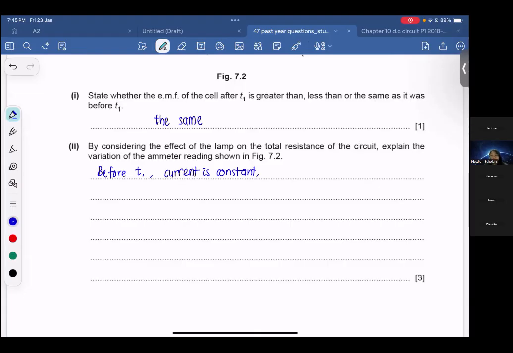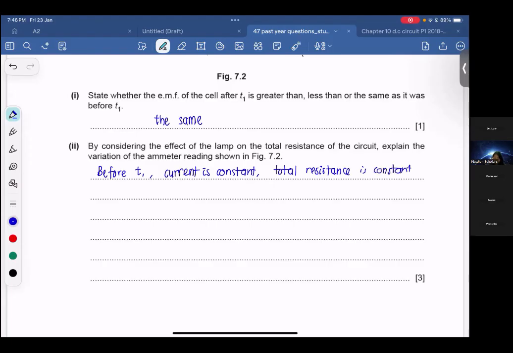Wesley, yes, you score 2 marks. Let me have a look, Vashini. Yes, Vashini answered very well. Fatima also correct. Okay, I read Vashini's answer. Before T1, current is constant. Total resistance is constant. We have nothing changed to the resistance.